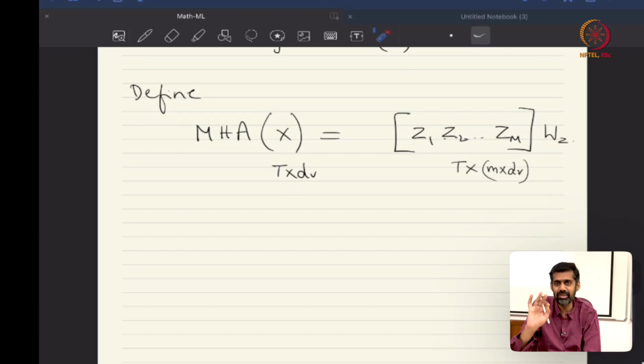You can learn with one filter. Empirically, it has been observed that having multiple heads will lead to better accuracy, a better performance. That's it. There's no mathematical way to answer this question, and that's why I refrain from answering it. It's mostly empirical.